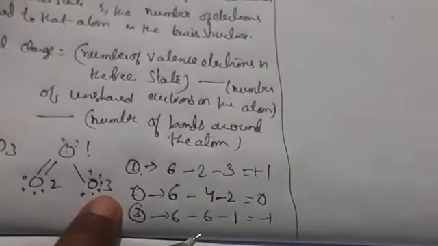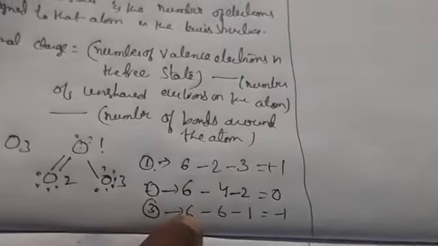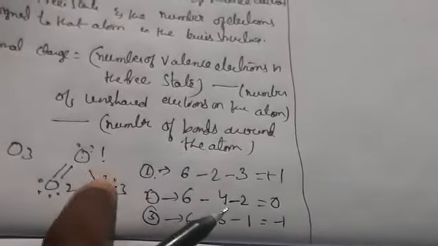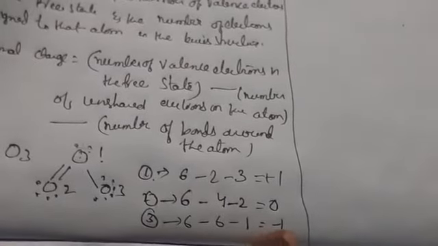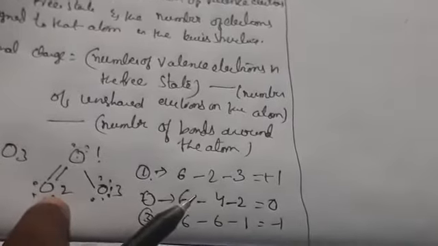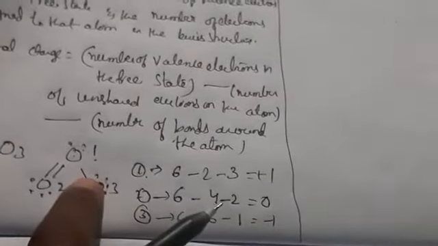Coming to the third atom: 6 valence electrons, 6 unshared electrons, and how many bonds is it sharing? 1. So that's why I have written minus 1. This oxygen is sharing 3 bonds, this oxygen is sharing 2 bonds, and this oxygen is sharing 1 bond.